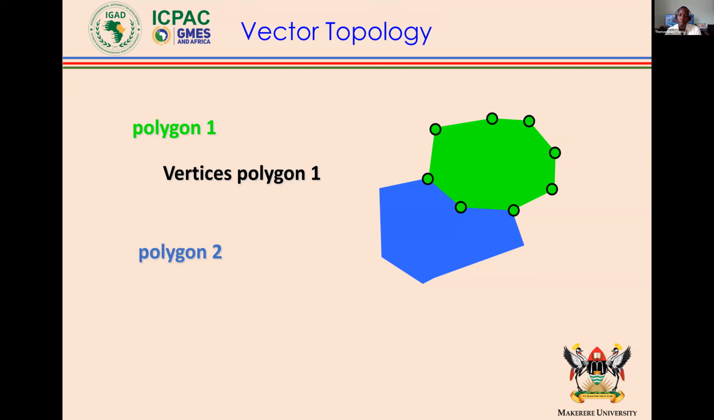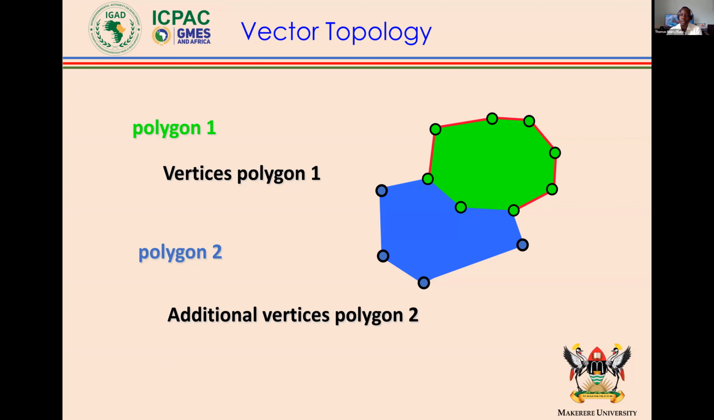But if they are not interlinked, if they are not together, then there will be no relationship between polygon 1 and polygon 2. So let's go ahead and see the vertices for polygon 2. It's that one, that one, that one, that one. Now what you're seeing moving in red is the boundary that is joining the vertices for polygon 1.